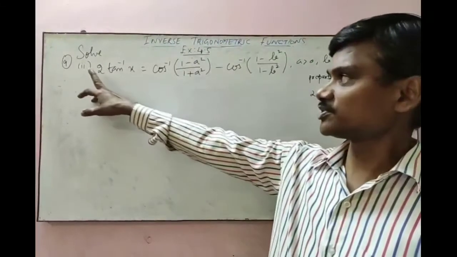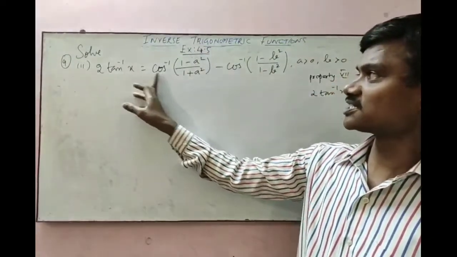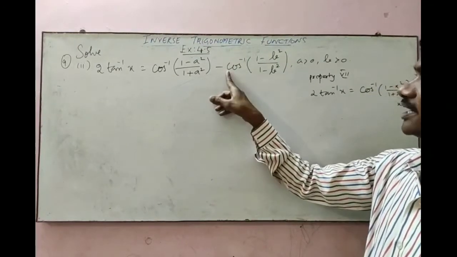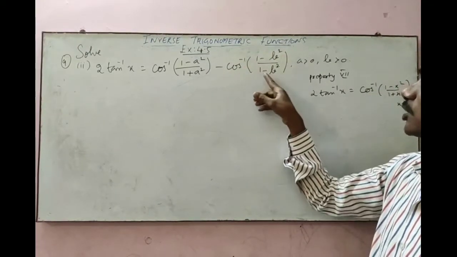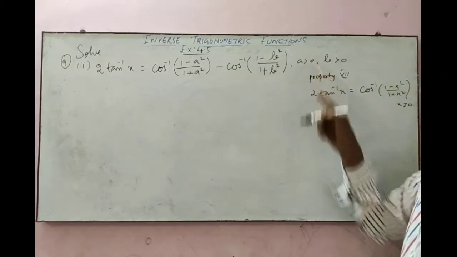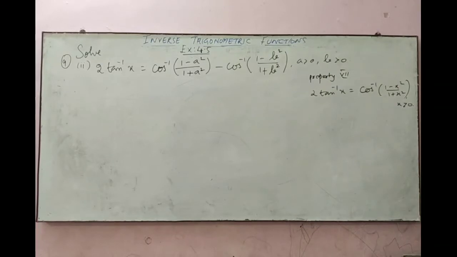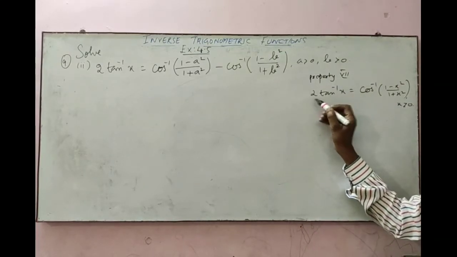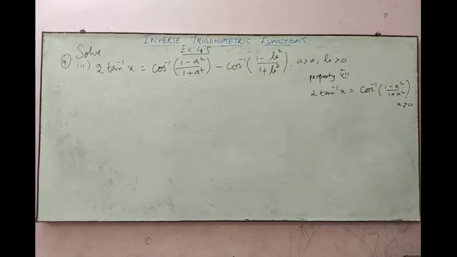Next, in the second subdivision, 2 tan inverse of x is equal to cos inverse of 1 minus a square by 1 plus a square minus cos inverse of 1 minus b square by 1 plus b square. Here a is greater than 0 and b is greater than 0. Here we are going to use the property, that is 2 tan inverse of x is equal to cos inverse of 1 minus x square.